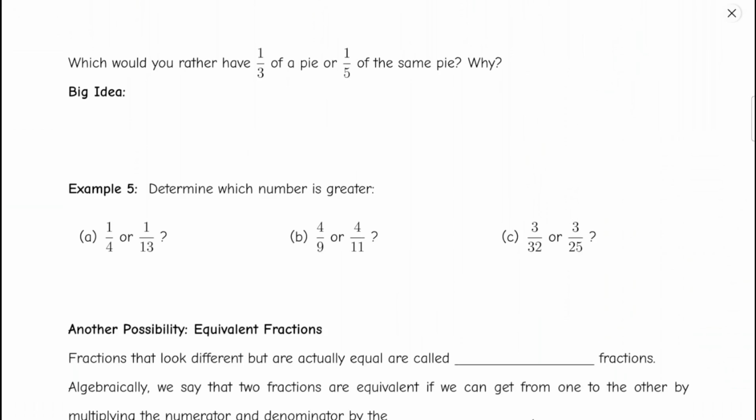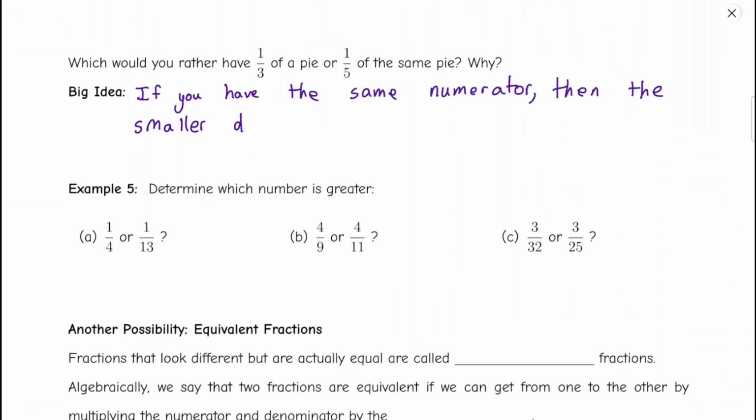So the big idea here is if you have the same numerator, then the smaller denominator gives you the bigger fraction.